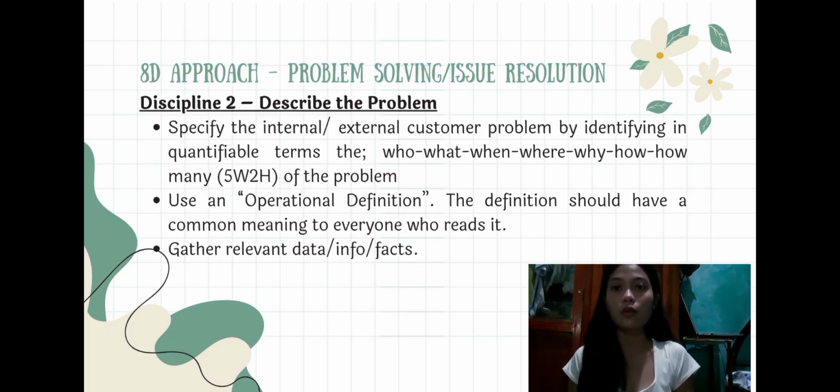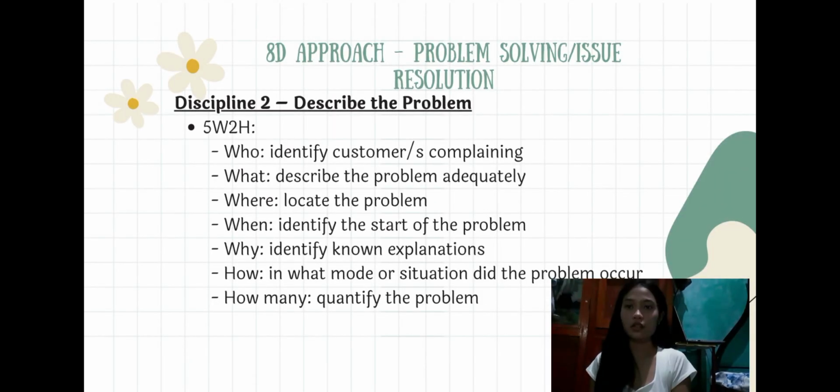So use an operational definition, which means describe the problem in a clear and specific way that everyone understands the same way. Gather relevant data, info, facts. So collect data, information, and facts. So here are the 5W2H. Who: identify customers complaining.